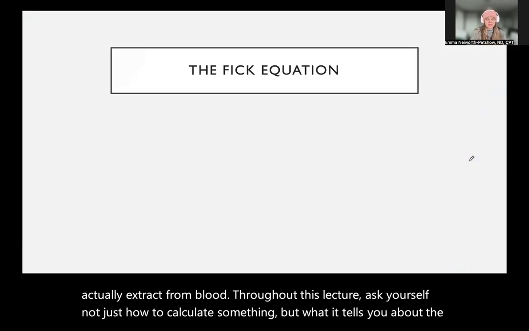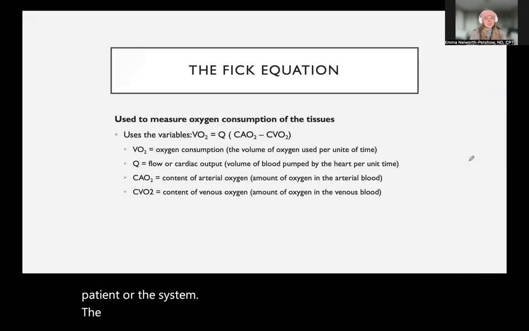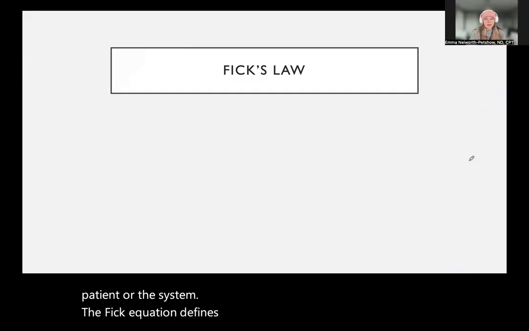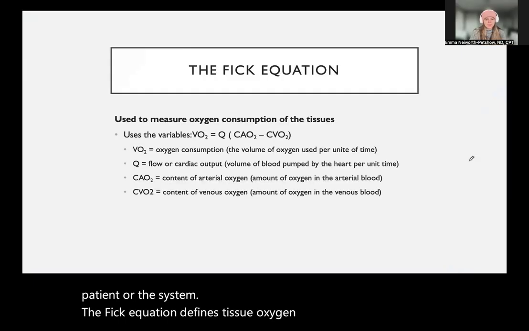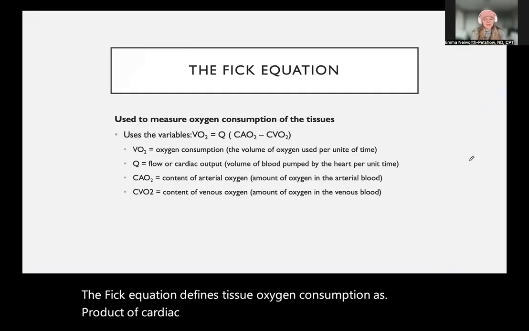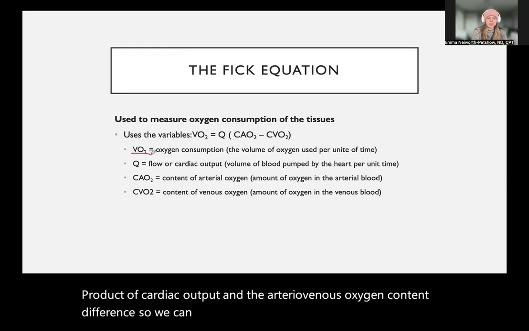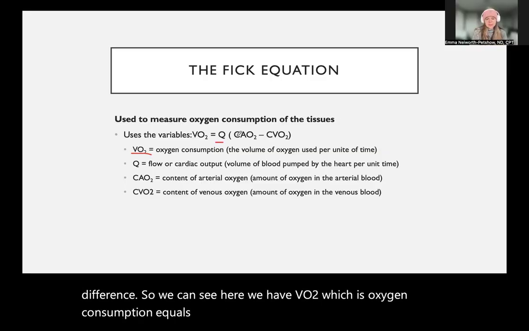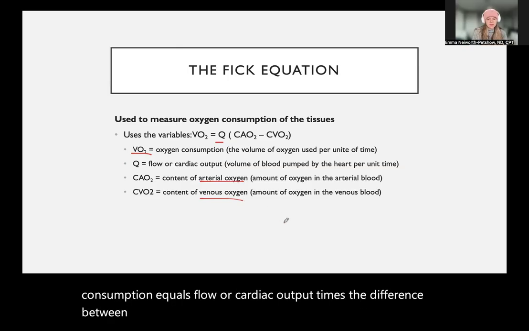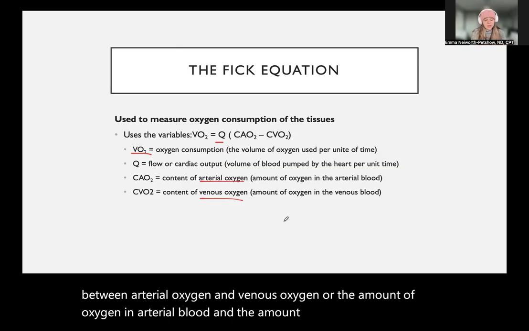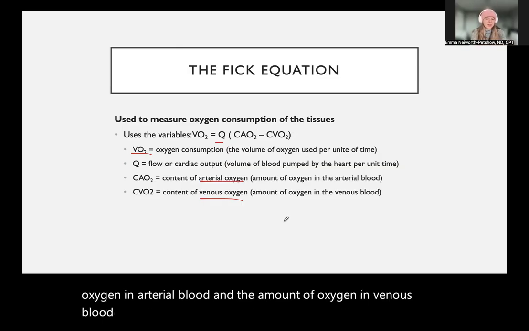the system. The Fick equation defines tissue oxygen consumption as the product of cardiac output and the arteriovenous oxygen content difference. So we can see here we have VO2, which is oxygen consumption, equals flow or cardiac output times the difference between arterial oxygen and venous oxygen, or the amount of oxygen in arterial blood and the amount of oxygen in venous blood. This equation reinforces a central concept.